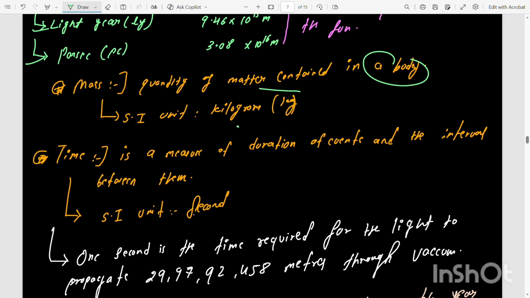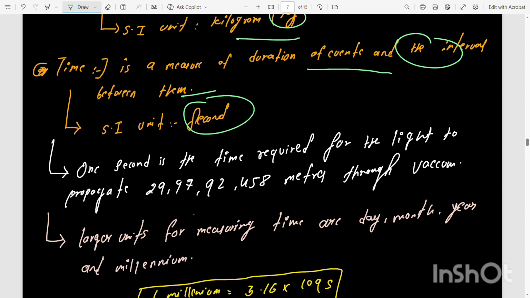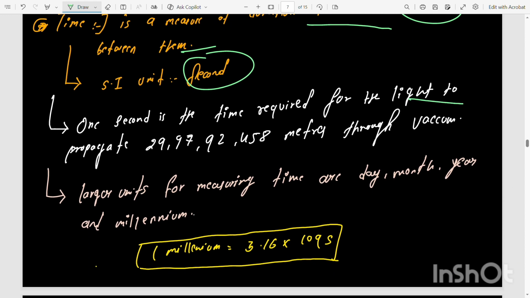Now see here what is mass, time and temperature. What are the differences between them? So you can see here the quantity of matter contained in a body. The matter which is contained in a body is your mass, and its SI unit is kilogram, and the symbol is kg.